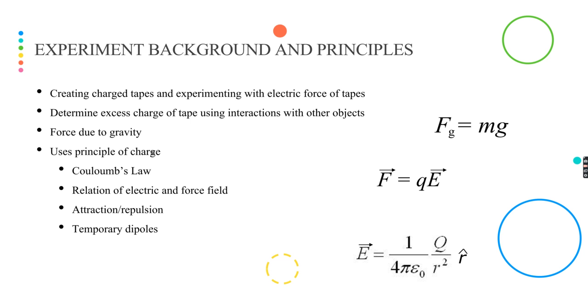We will also be using the principle of attraction and repulsion between like and unlike charges. Like charges repel each other and unlike charges attract each other. We will also be using the principle of temporary dipoles. Temporary dipoles are created when a charged object moves close to a neutral object, creating a temporary dipole within the neutral object.